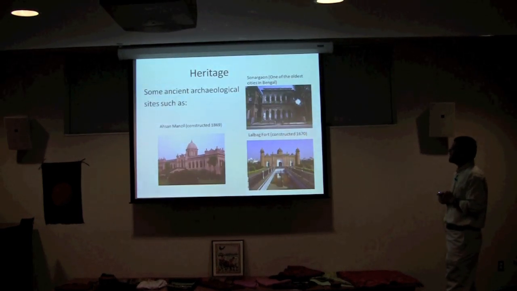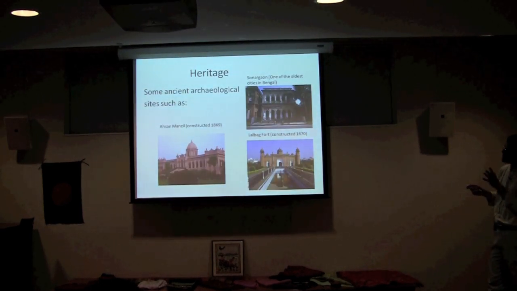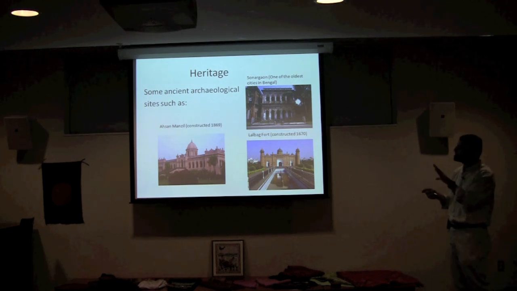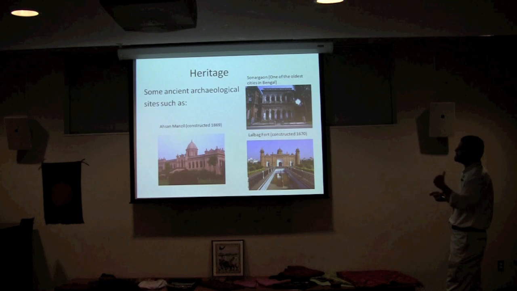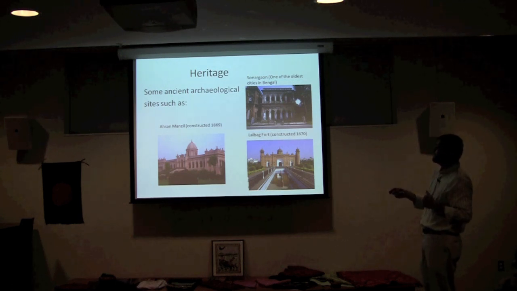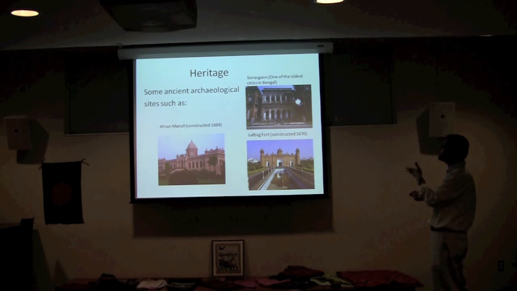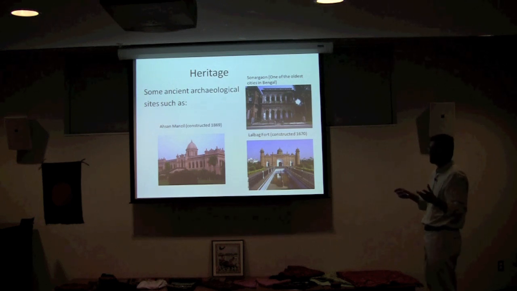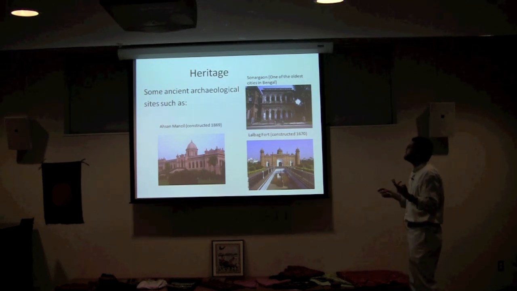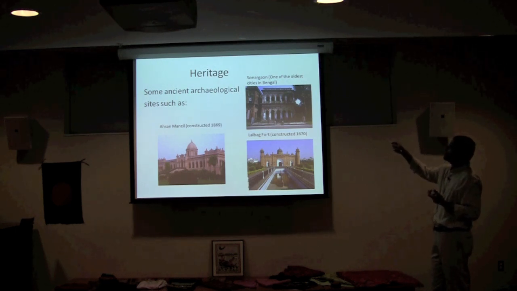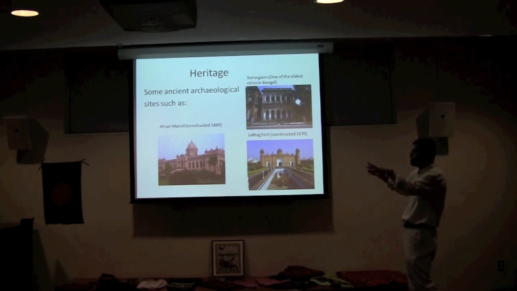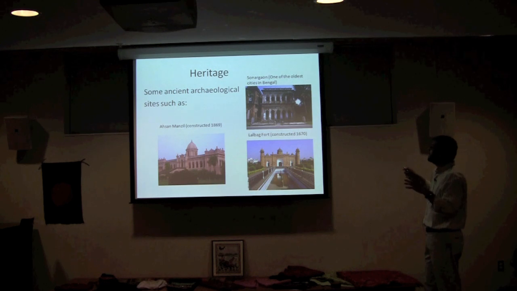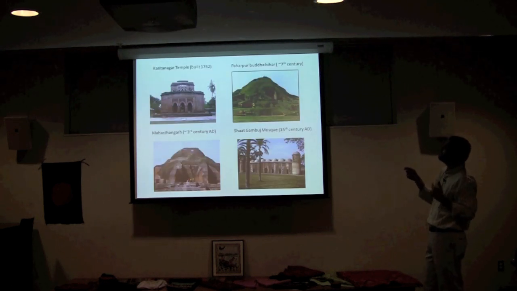Now we'd like to show you some pictures of ancient constructions through the ages. For example, we have the Lal Bagh Fort, which was constructed by the Mughals, and on the top right we have Sonargaon, which is one of the oldest cities in the Bengal region. And next slide.